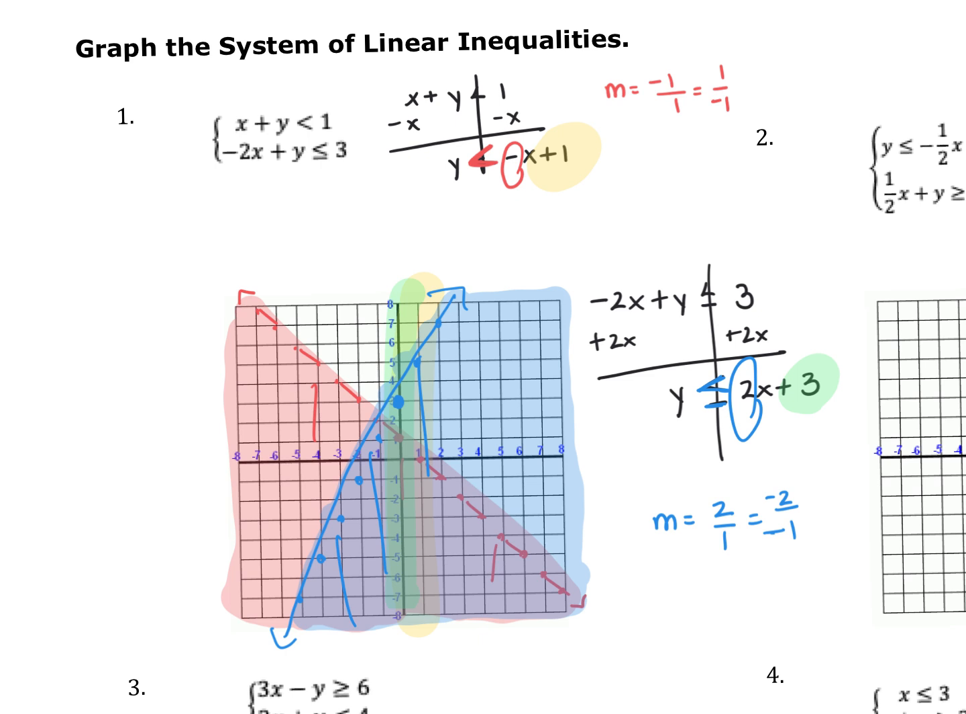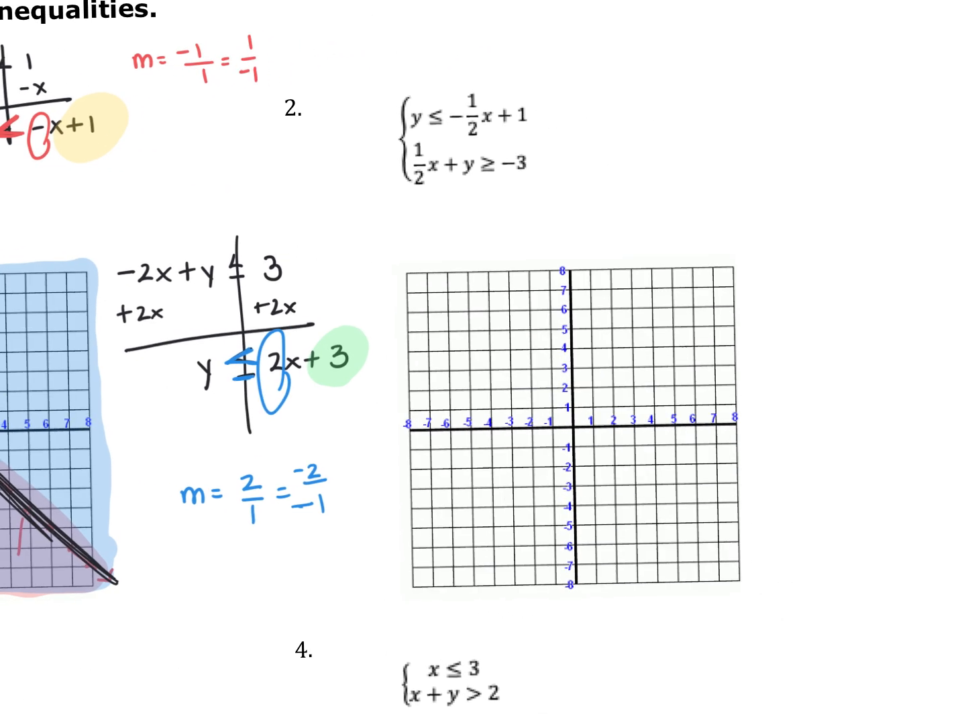Okay, so my solution for this one is going to be where they overlap, where it kind of turns purple, so that little triangle right there. The overlapping is purple. So let's look at this next one, number 2.